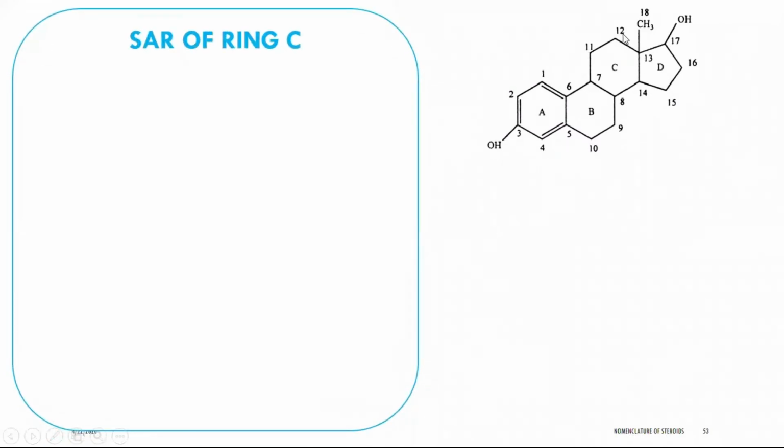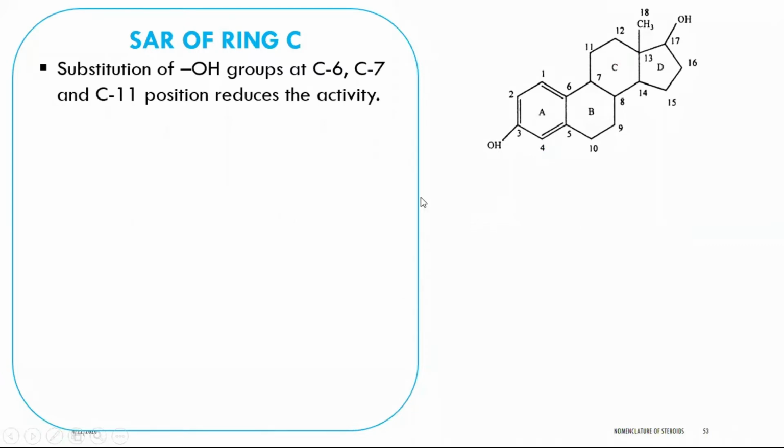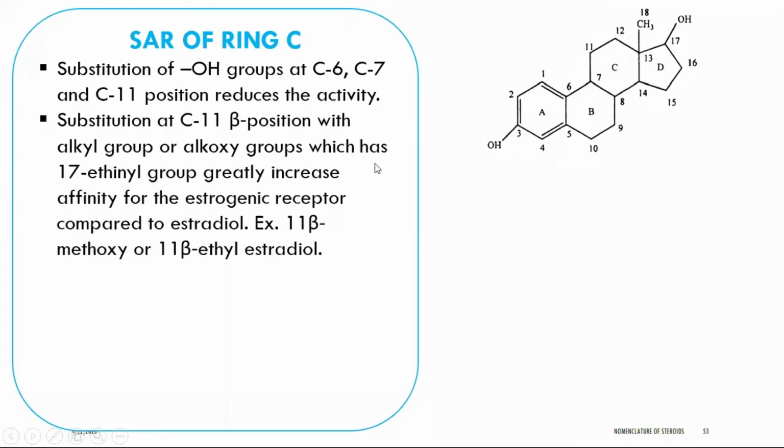Now ring C SAR points. Substitution of a hydroxy group at the C6, 7 and 11 positions reduces the activity. The 11 position is a part of ring C. So if there is substitution of a hydroxy group at the 11 position, there is a reduction in activity. Substitution at the 11 position in the beta position, with an alkyl group or alkoxy group along with a 17 ethinyl group, greatly increases the affinity for the estrogenic receptor compared to estradiol.